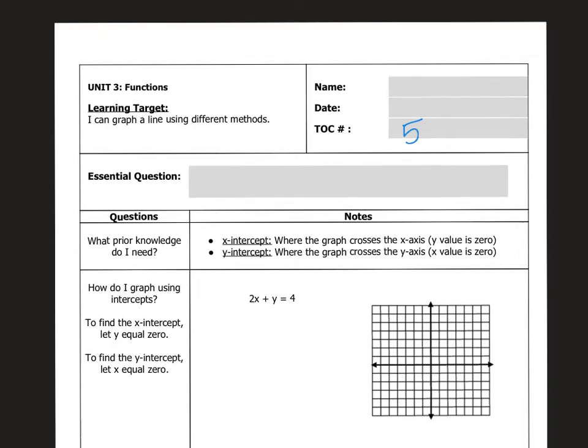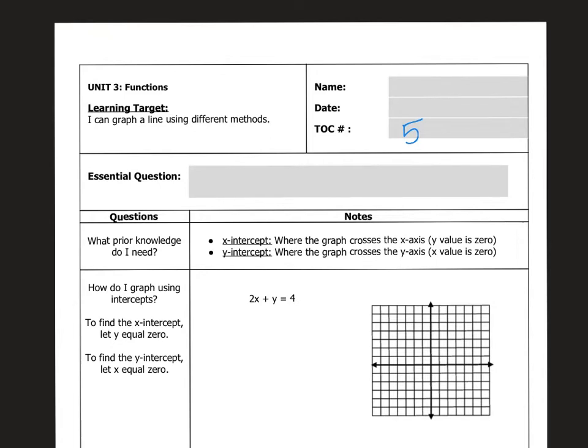We are working with graphs, and by now you should have graph paper. When you are graphing the line, just make sure you're doing it on your own graph paper if you do not have a printer and you did not print this out. The learning target for these notes is I can graph a line using different methods.